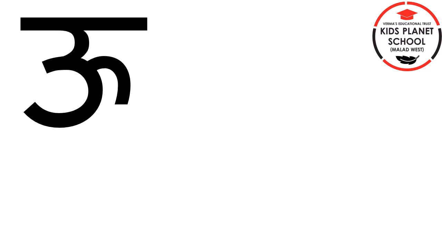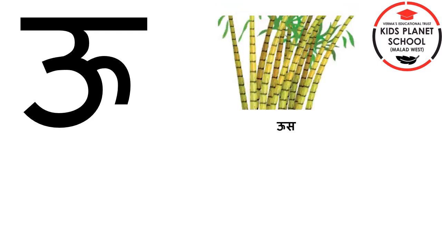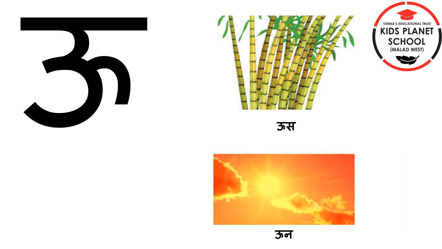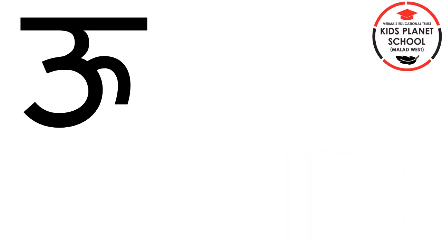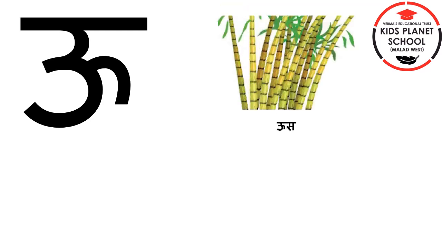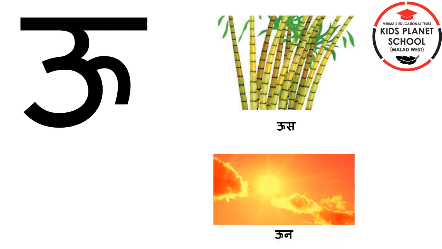U. Children, this is U. We also call it Bada U because we stretch the sound of U. We say U. Repeat after me. U. U Oos. U Oon. Which letter is this, children? U. Repeat again. U. U Oos. U Oon.